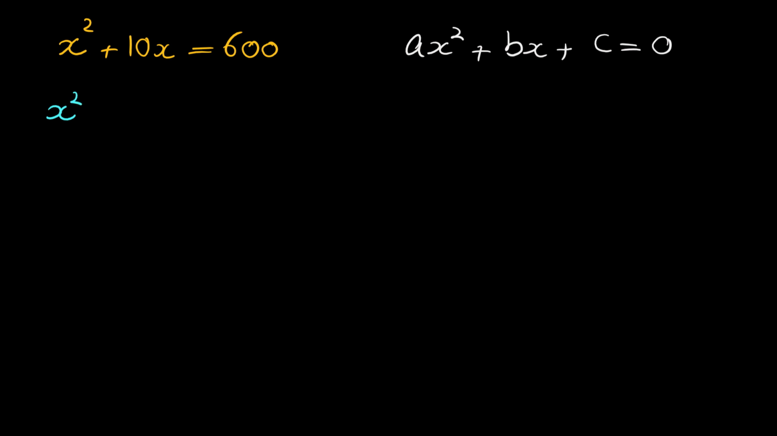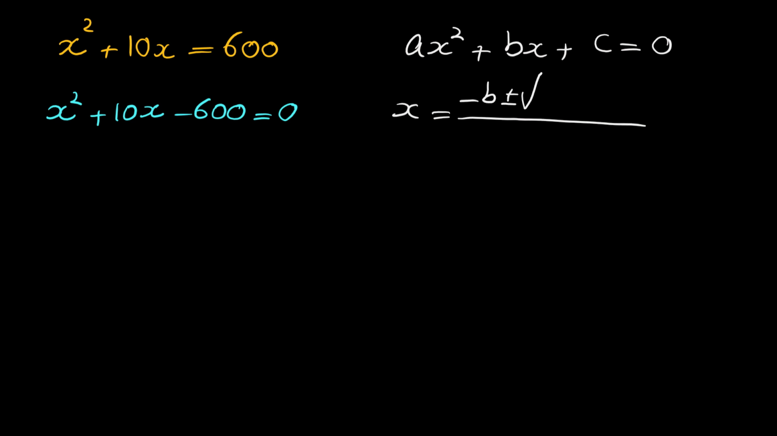So first we subtract 600 from both sides. By subtracting 600 from both sides, we have this equation. Or in other words, if we move this to the left, 600 from the right goes to the left and becomes negative 600. Now for solving this equation, we can use the quadratic formula. Let me remind you of the quadratic formula: negative b plus minus radical b to the 2 minus 4ac all over 2a.